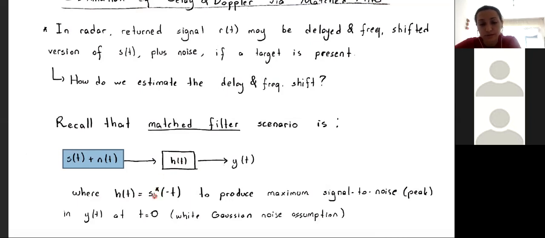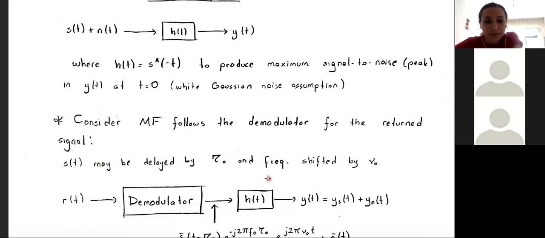So if you choose the filter response as S conjugate of minus t, then you're going to get for y of t the maximum signal to noise ratio, or maximum peak. This optimality is guaranteed. You can prove that the match filter is optimal in the sense of SNR when your noise signal N of t is white Gaussian noise. Under that assumption, this is the optimal operation to perform. In most radar systems, we are basically using this match filtering idea. So let's try that.